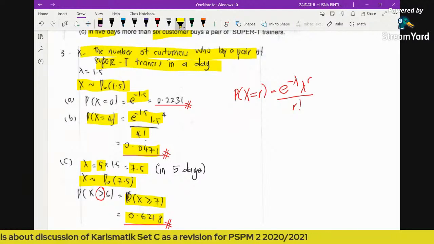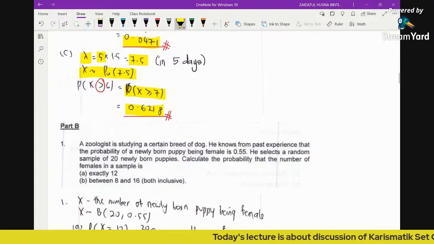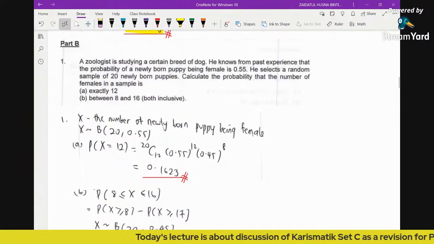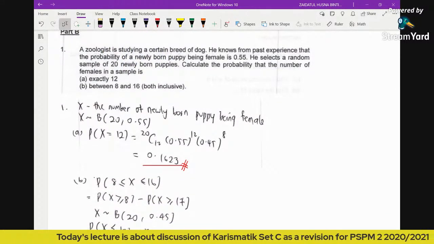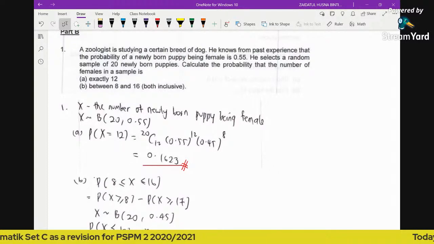Okay, so when it comes to reading tables, I hope that you can read the table very carefully. So please do bring your ruler into the exam hall. Okay, so part B: a zoologist is studying a certain breed of dog. He knows from past experience that the probability of a newly born puppy being female is 0.55.